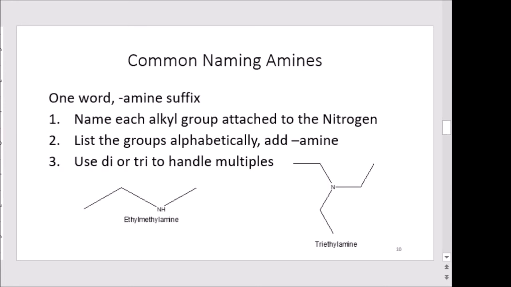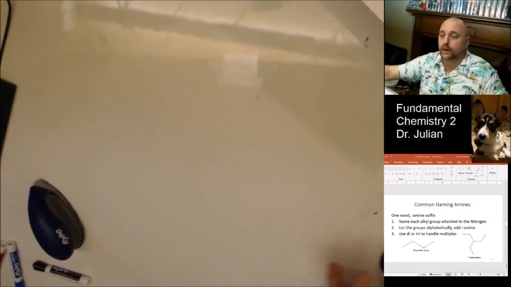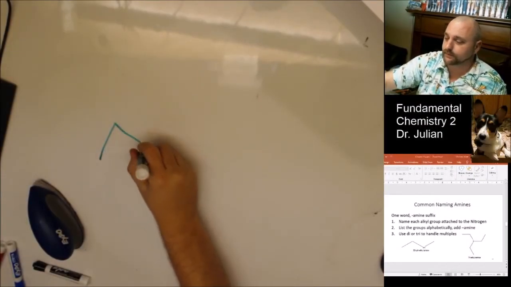Now, common naming is one word with an amine suffix. It works a lot like ethers and esters, but it's got one word, and that can actually be a problem. And so you're going to name each group that's attached to the nitrogen, and the nitrogen is the part that says amine, and then everything else is treated as a side group, and you're going to list them alphabetically and use di and tri. So typically the common is used when you have something really simple looking.